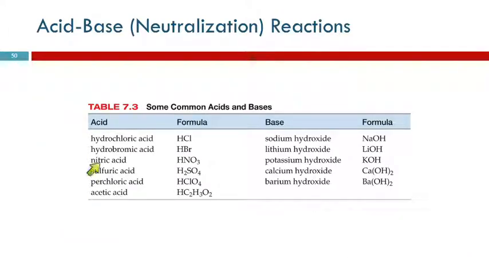So here's some common ones. We've seen all these acids before in learning how to name them. If you look at the names, they all have the word acid in them, so that makes it easy. The bases are metal hydroxides: potassium hydroxide, calcium hydroxide, barium hydroxide. When you look at the formulas, you see a metal and OH. That's what tells you this is a base.